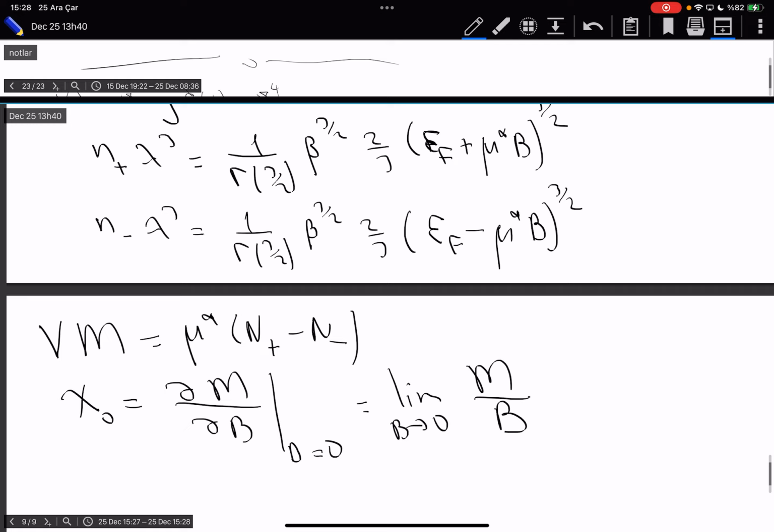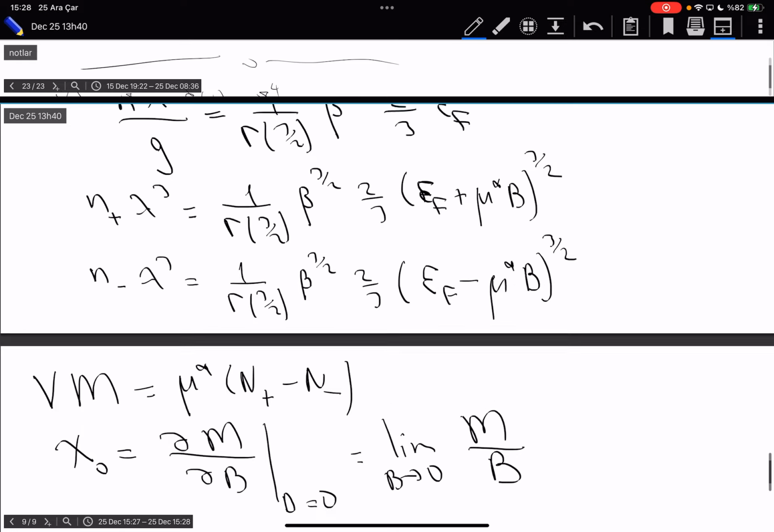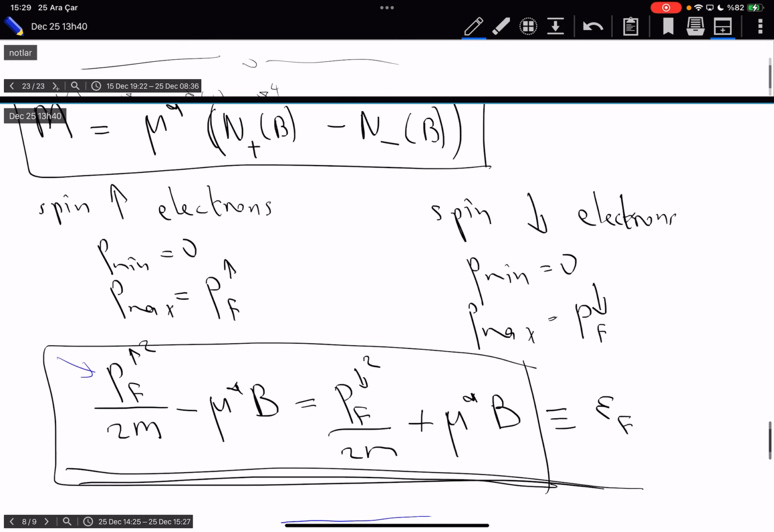Now this is at 0 temperature, but basically the idea will be the same if we go to higher temperatures. Now let's see a couple of relationships over here.